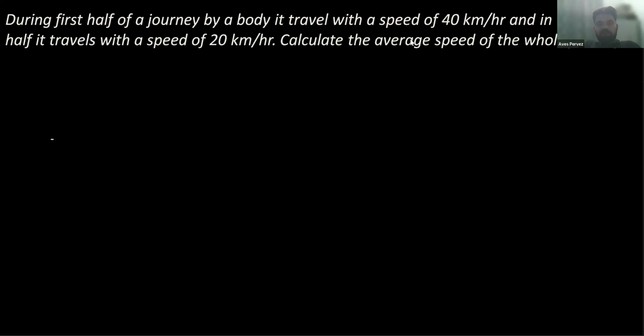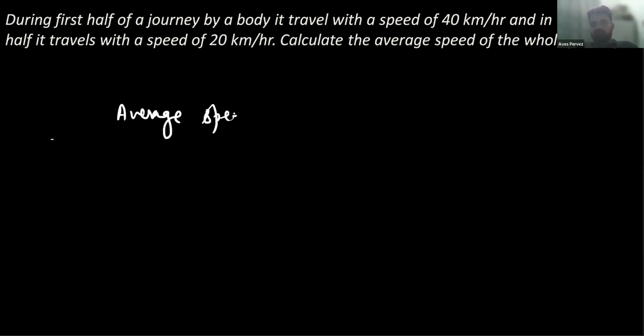During the first half of the journey, travel at a speed of 40 km per hour. In the next half of the journey, travel at 40 km per hour. Calculate the average speed. Average speed we will do. Let's do the average speed question. Now, what is average speed?